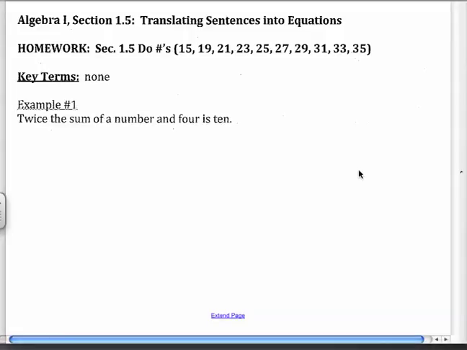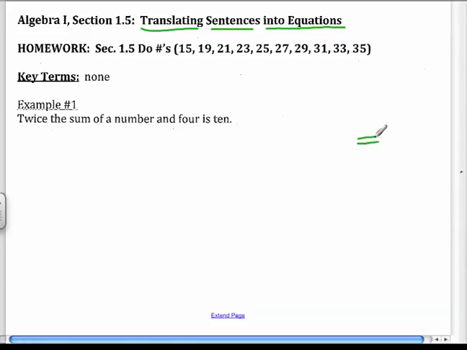Section 1.5 is translating sentences into equations. The key thing with equations is that it has to have an equal sign. Yesterday we were talking about translating verbal models into expressions. An equation is two equal expressions, so we're going to have two expressions with an "is" somewhere in the middle. And the mathematical symbol for "is" is an equal sign. All right? Thank you, Miles.